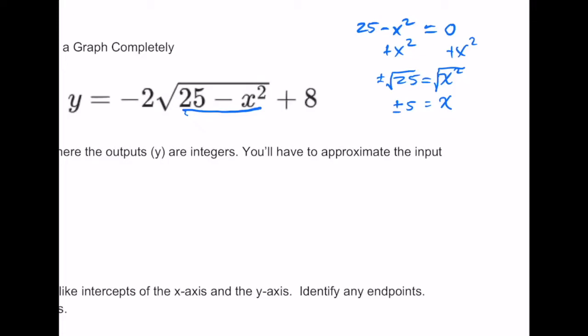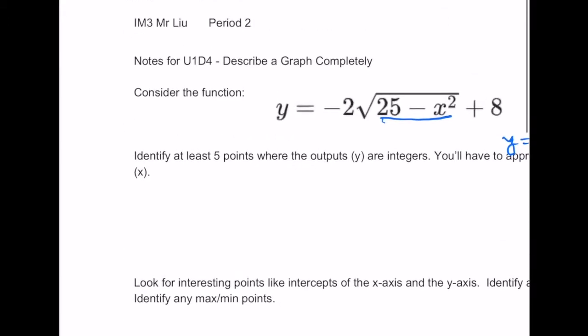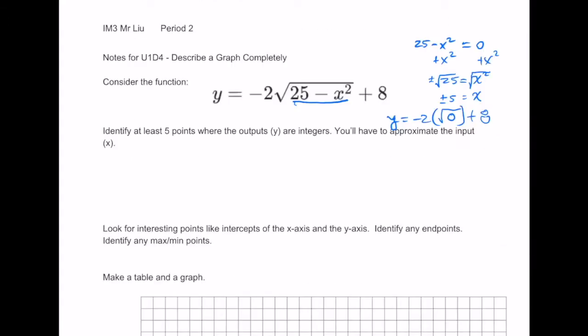Since that's 0 and the square root of 0, that turns this part into y equals now -2 times the square root of 0 plus 8. Well, square root of 0 is 0. So 0 times -2, 0. And so y is equal to 8. So look at what we just found. We just found one of the 5 points, and that's y is equal to 8. So y is equal to 8 when x is equal to 5, or when x is equal to -5. There's a single integer point right there, and that's an output of 8 is the integer.